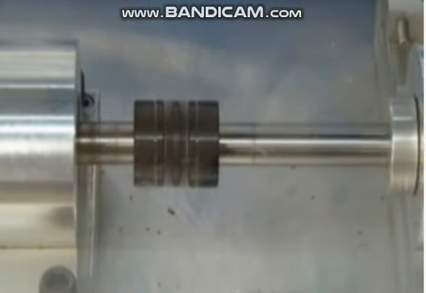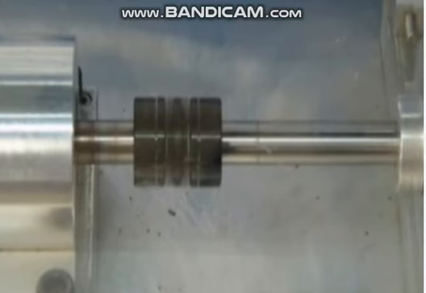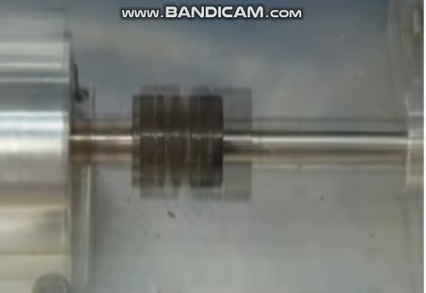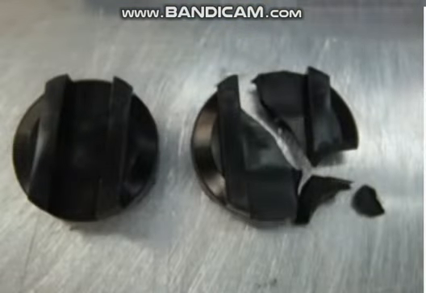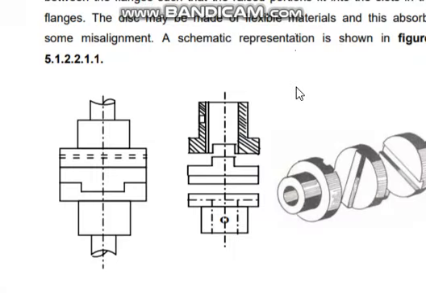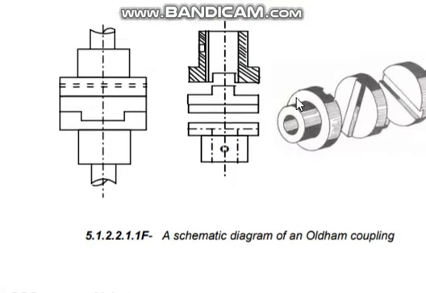Okay, when it is running at full speed it will be seen like this. Okay, when it is broken, I think. So this is how an Oldham coupling looks.